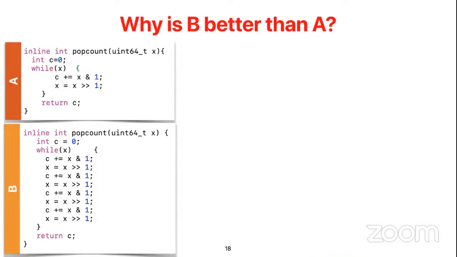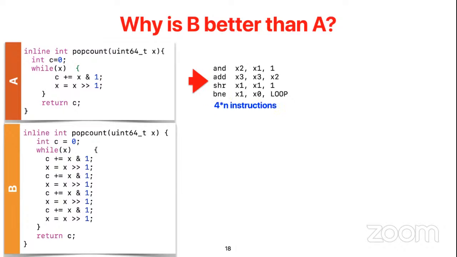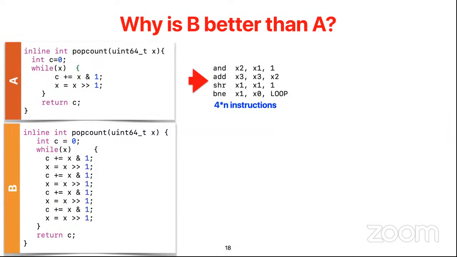All right. Thanks a lot, I think you guys are giving me very good answers. First of all, why is B better than A? If you look at the compiled code, and this is in RISC-V, for the A version, if we have n iterations to go, then we will have four instructions per iteration. So if we have n iterations, then we will have 4n instructions.